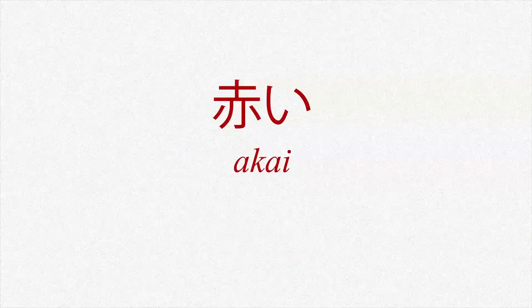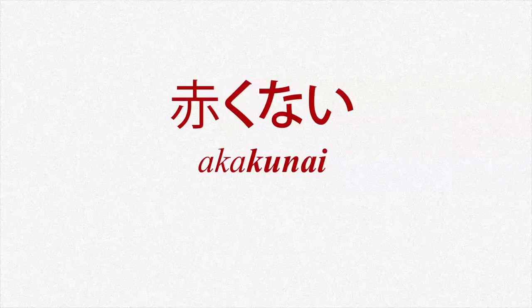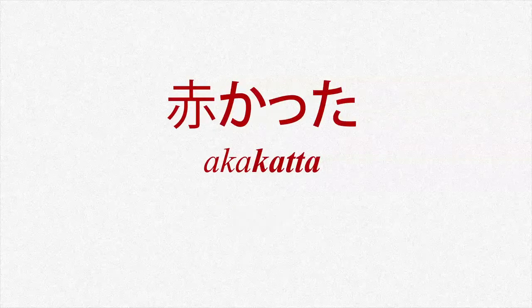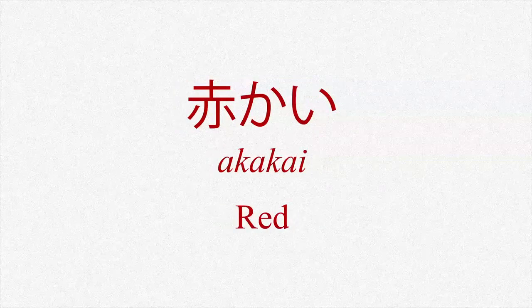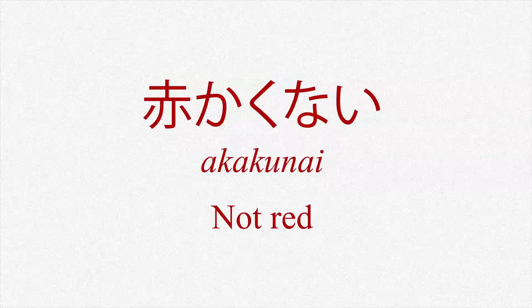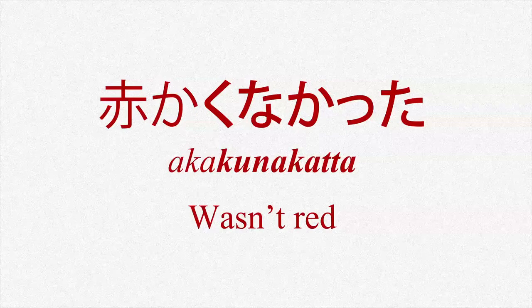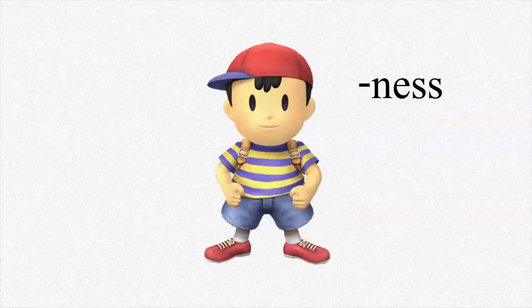To conjugate i-adjectives to negative form, change the final i to kunai. I-adjectives always end with i, hence their name. This means not red. For past tense form, just change i to katta. This means was red. For negative past tense, first conjugate to past tense, then change the last i to katta. This means wasn't red.